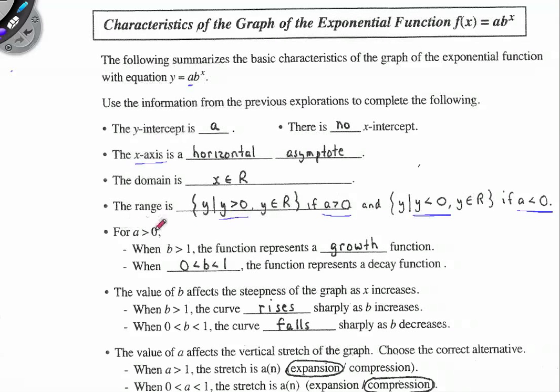So for a greater than 0, as long as b is greater than 1, the function represents a growth. When b is somewhere between 0 and 1, the function represents a decay function. The value of b affects the steepness of the graph as x increases. So when b is greater than 1, the curve rises sharply as b increases. This is a bit of a review from before. And when b is somewhere between 0 and 1, the curve falls sharply as b decreases.